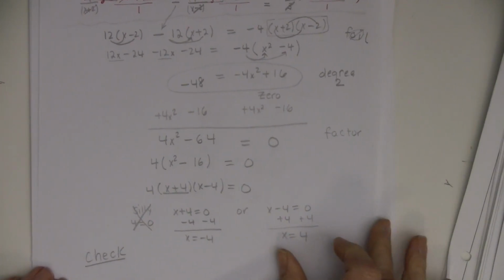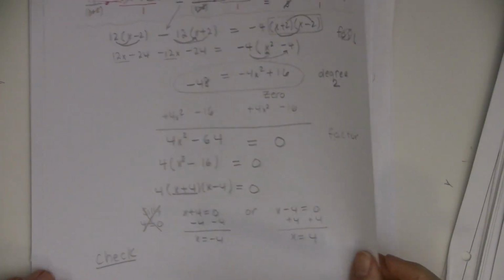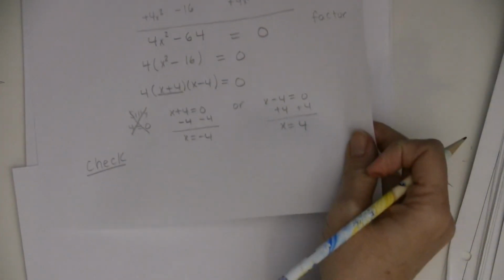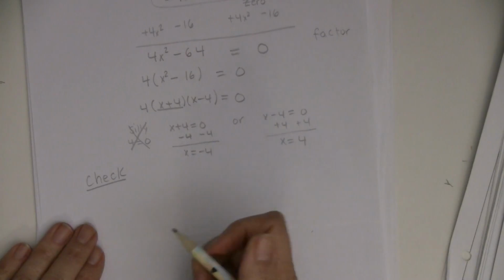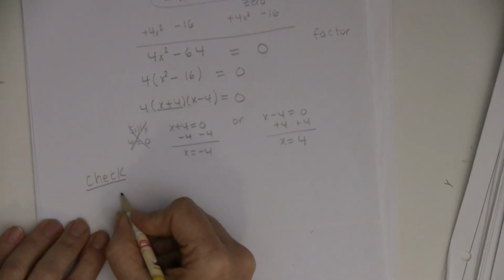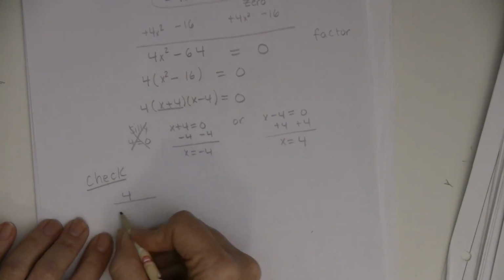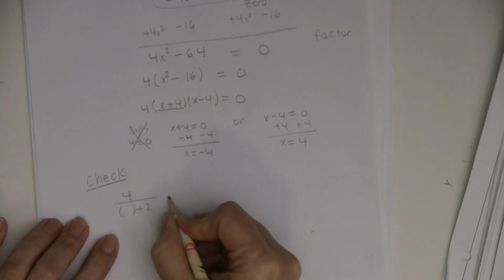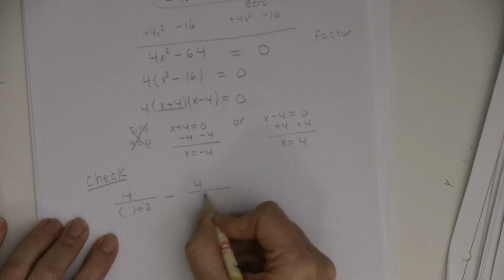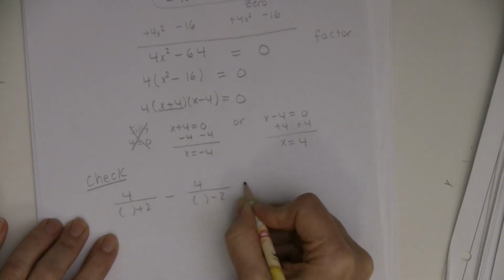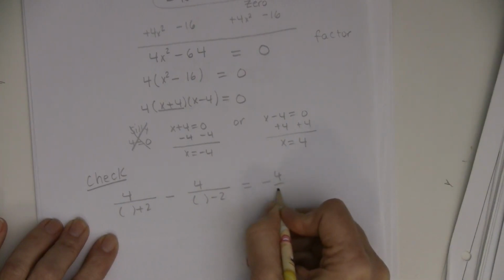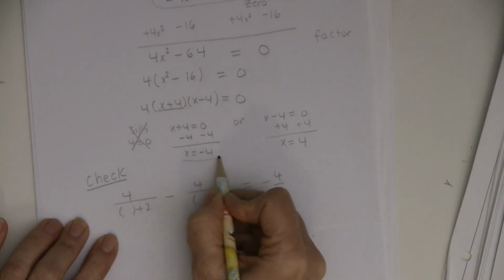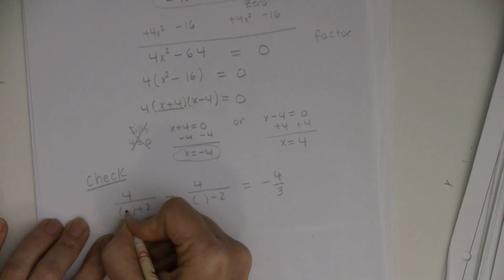Will I run out of room? Well, I could just start on a different piece of paper already and not have the stress of running out of room. And you have to check in the original. So that's 4 over the blank plus 2 minus 4 over the blank minus 2 equals negative 4/3. And I'm going to check these one at a time. I'm going to be putting in here negative 4.